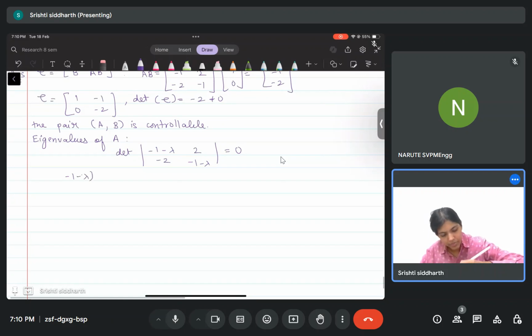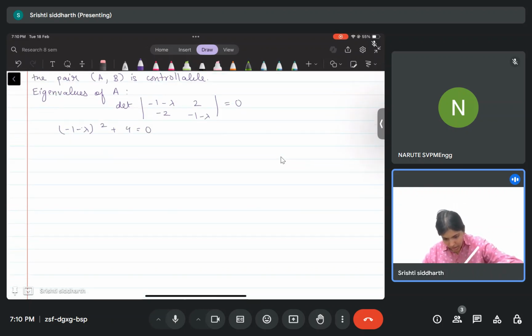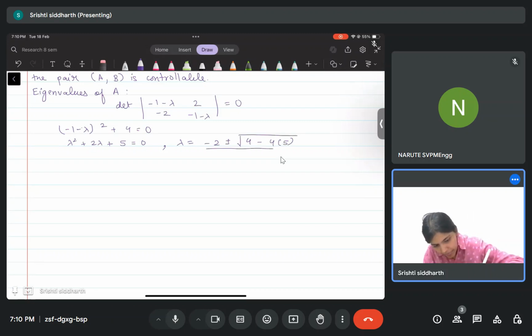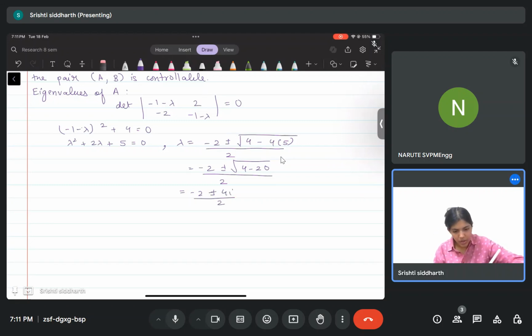So this becomes plus 4 equals 0. Right, so this is lambda square plus 2 lambda plus 5 equals 0. We have lambda equals minus b plus minus square root of b square minus 4ac upon 2a. This is 4i by 2. This becomes -1 plus minus 2i. Okay, so we have complex eigenvalues of A.